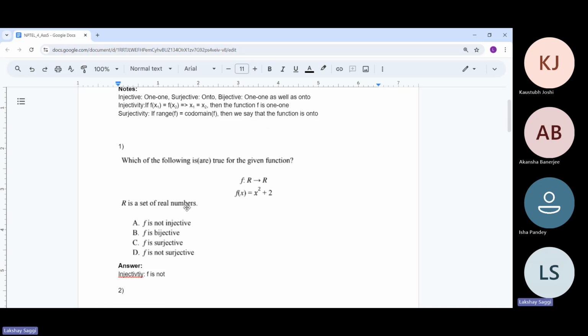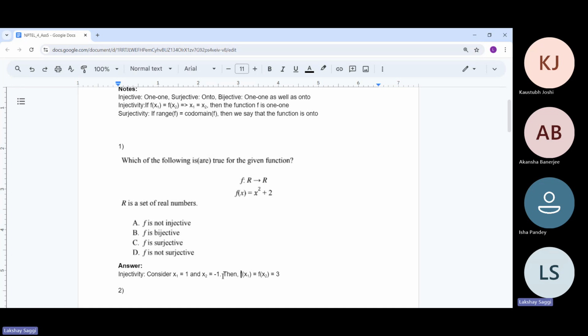Okay. So first we test the injectivity. You can see the domain of f is the whole real numbers R, and f of x equals x squared plus 2. So suppose we take x1 equal to 1 and x2 equal to minus 1. In both these cases, f of x1 will be equal to f of x2, which will be equal to 3.